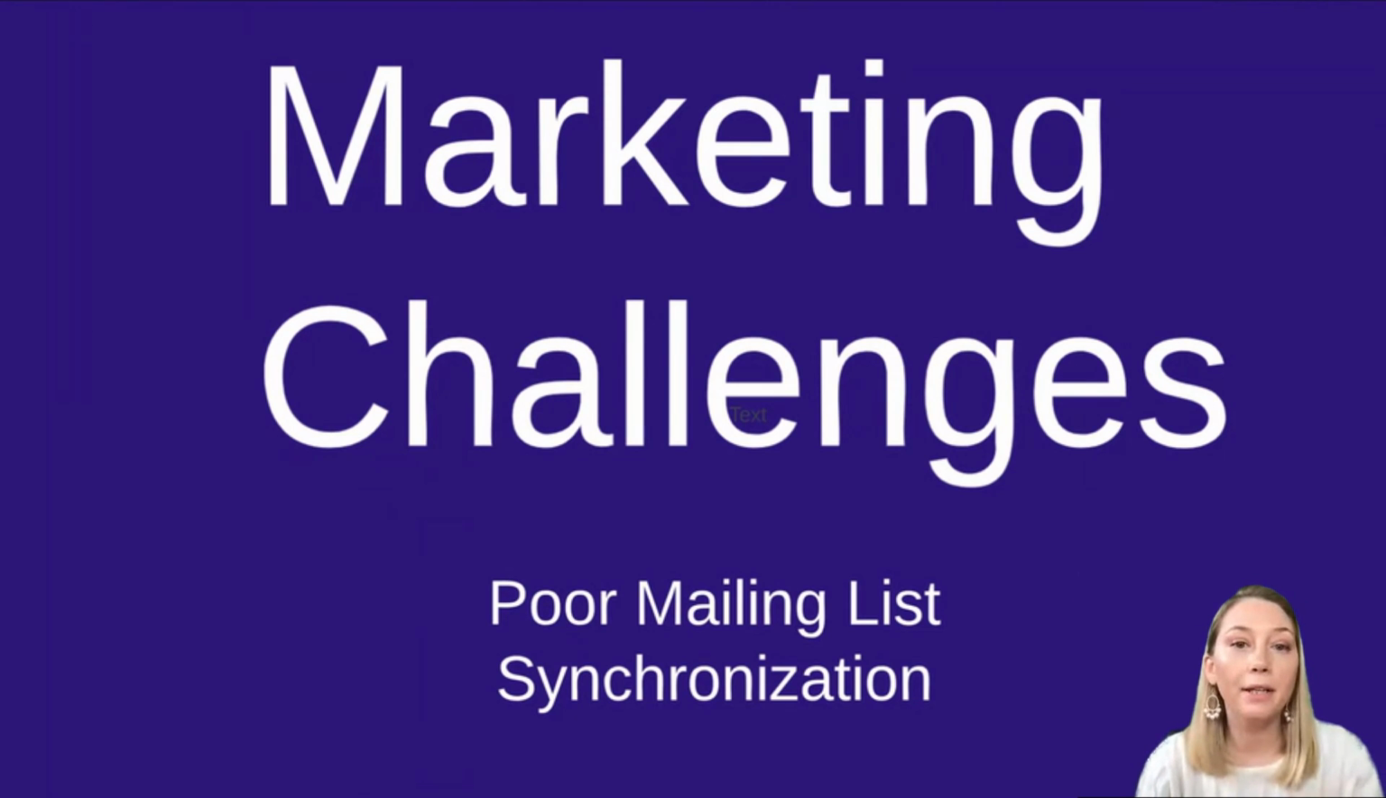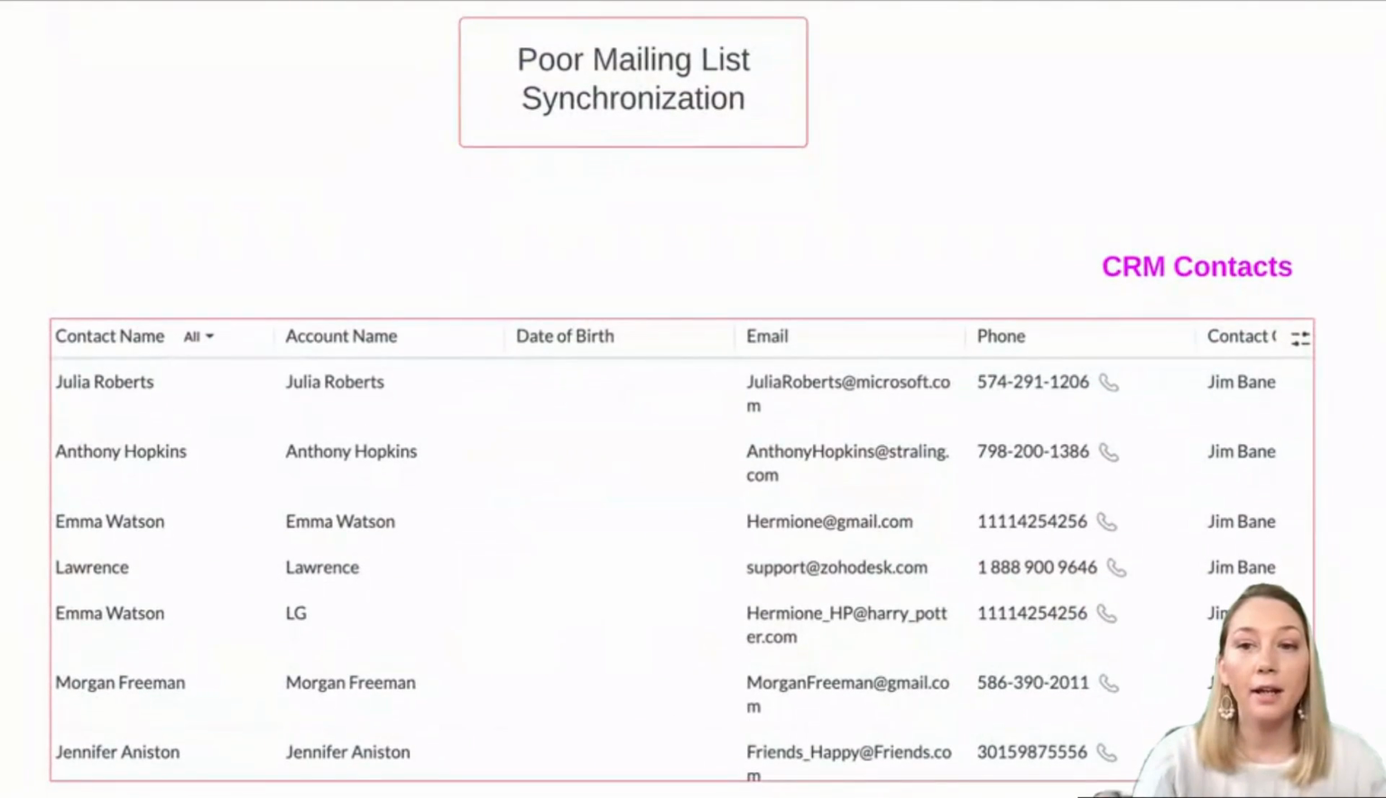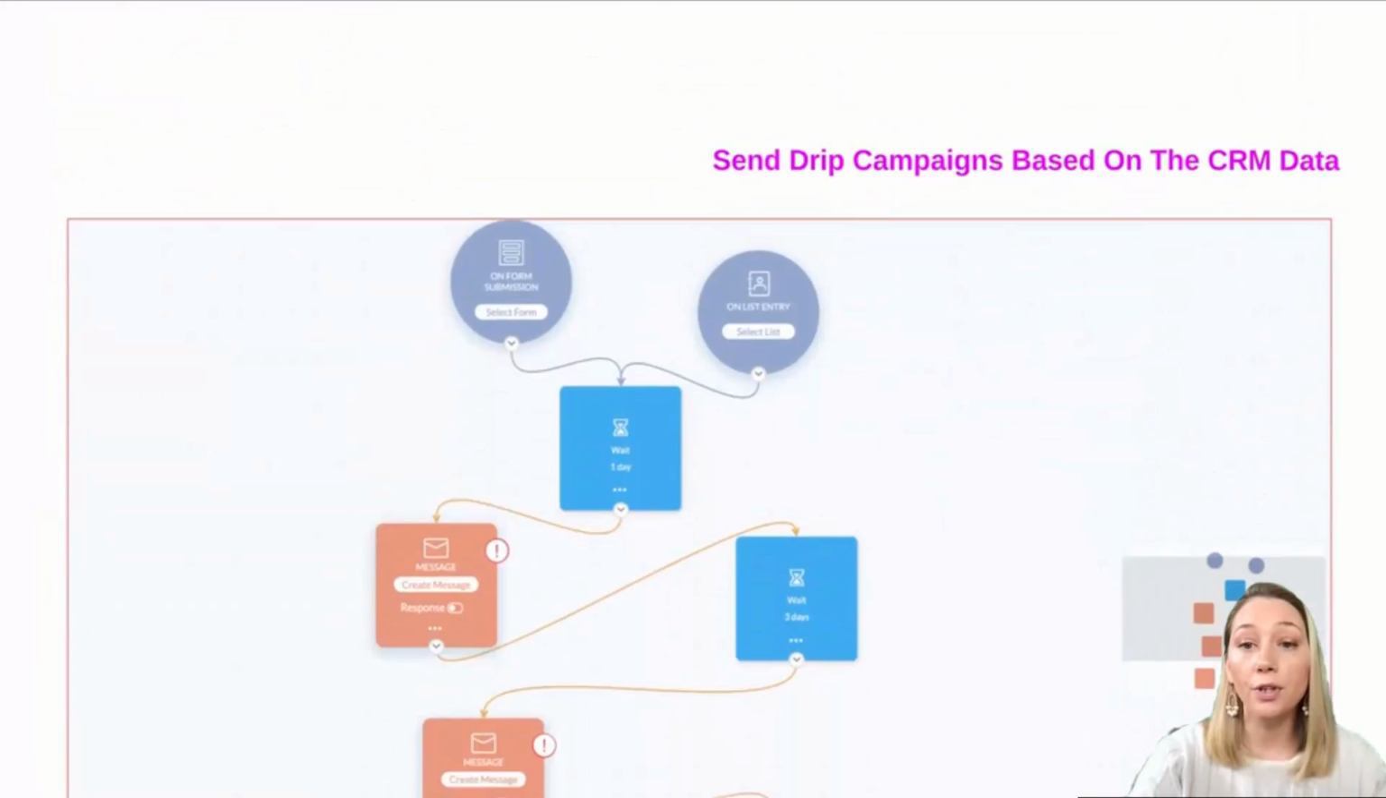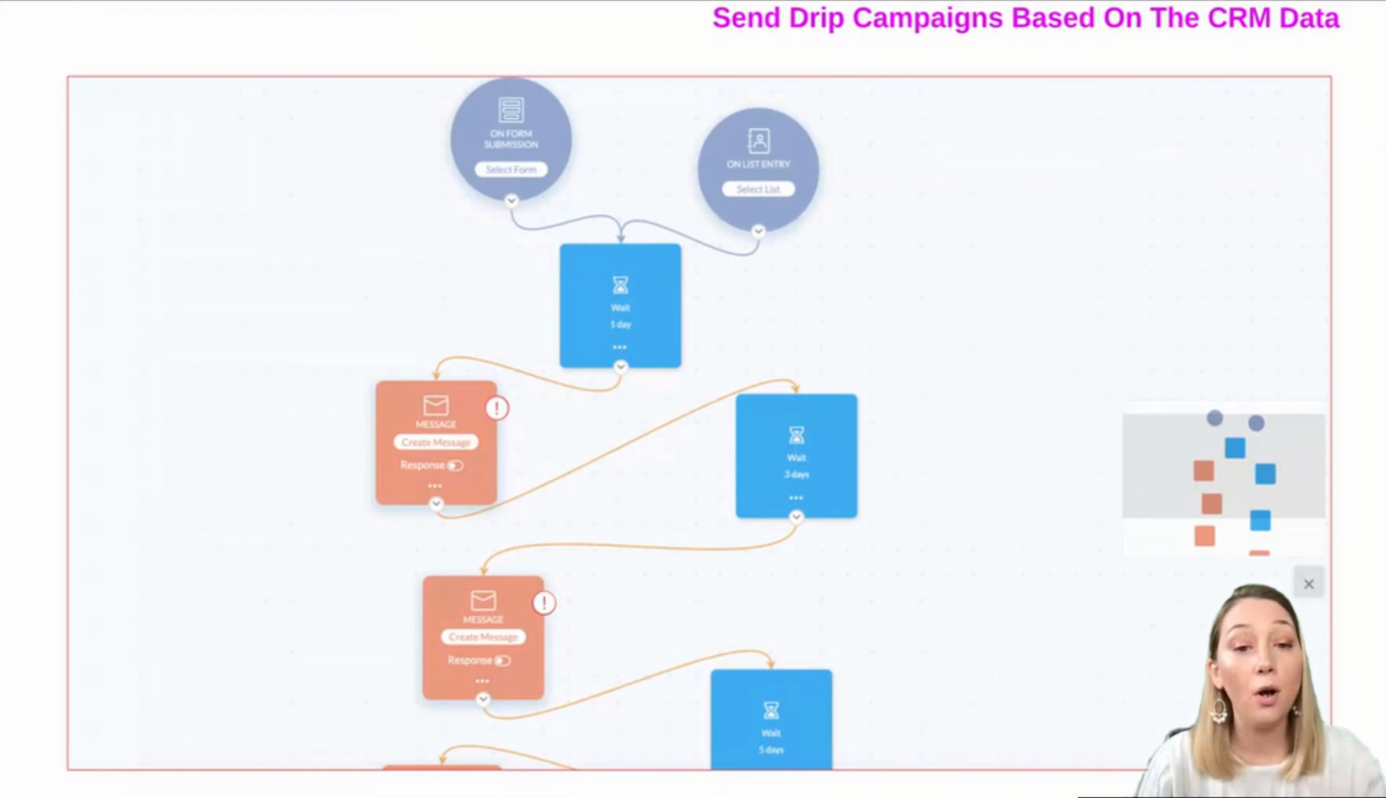So the next topic in the marketing challenge will be poor mailing list synchronization. The problem a lot of people have is that their CRM is just pushing desynchronization just as it is in the CRM, which means we're just shooting off our campaigns to everyone on that list instead of tailoring them to their specific needs. So the solution here is that in Zoho Campaigns, we can actually create campaigns based on specific criteria.